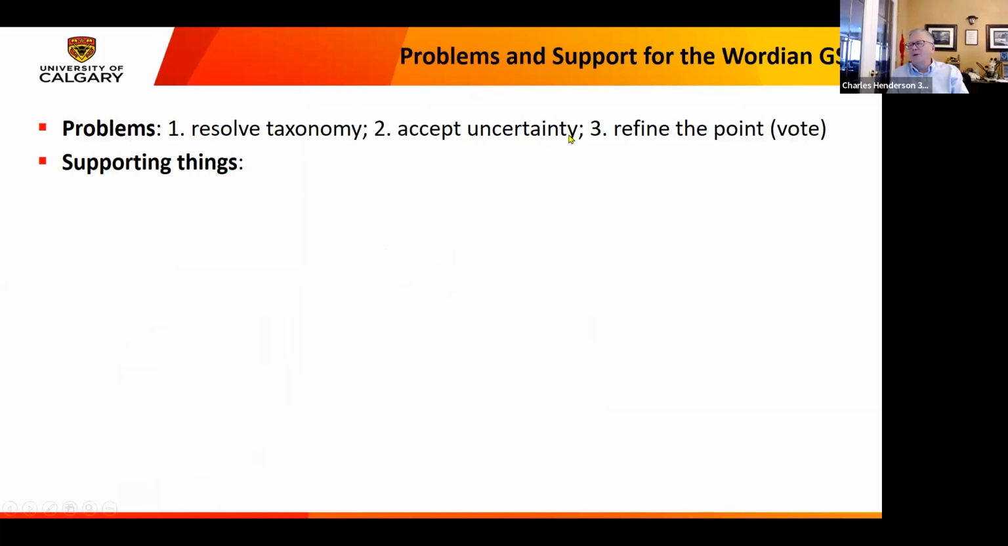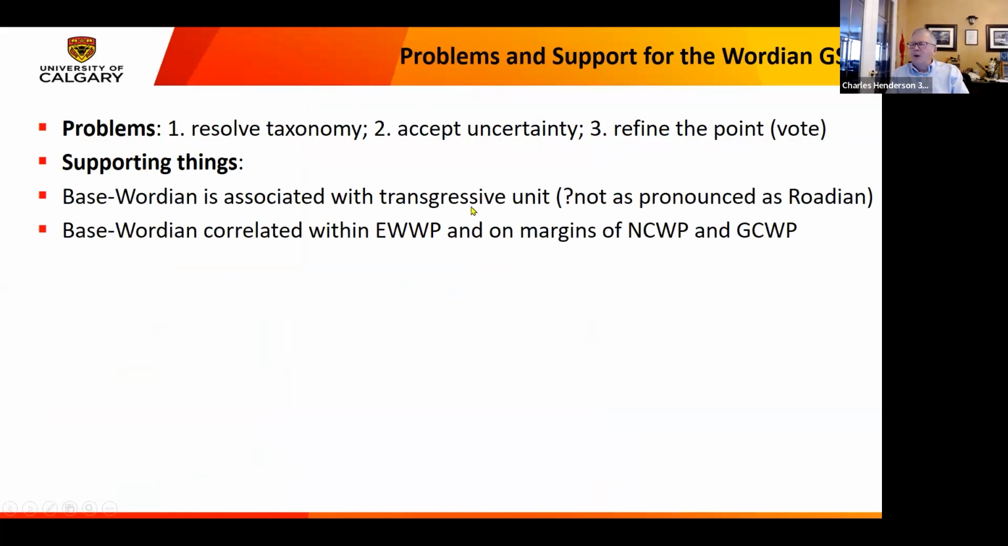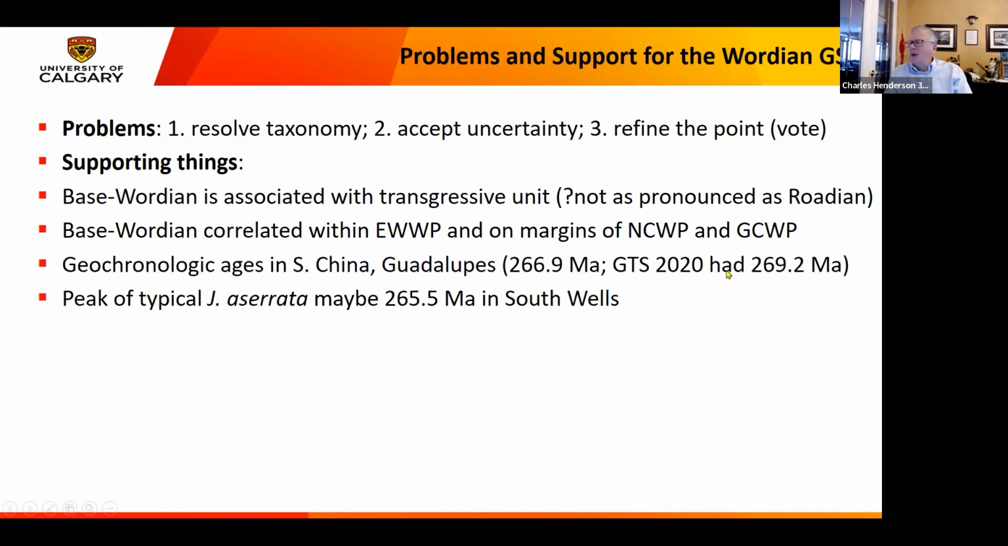We need to accept that there's going to be uncertainty, and despite that uncertainty, people seem to have had no problem in correlating the Wordian around the world. We need to refine that point, and we need to vote because we are changing it a little bit. It's also been a transgressive unit, but not as pronounced as the Wordian. We can correlate it within the warm water province, equatorial warm water province, but also on the margins of the North cool water province and the Gondwana cool water province. We have geochronologic ages.